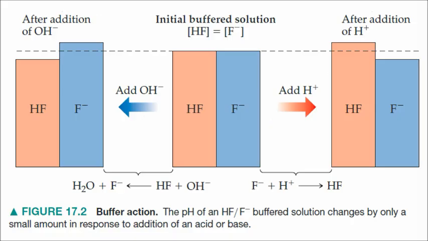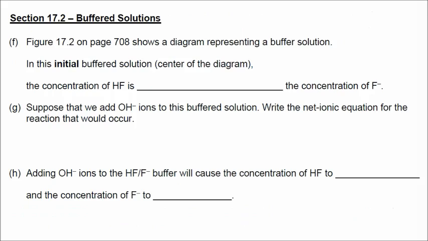Here you can see a diagram in which we have a buffer solution. HF and F- are the components of the buffer. So in the middle of that diagram, the concentration of HF starts out equal to the concentration of F-. And then they add either a strong base or a strong acid to this buffer, and we see what happens.